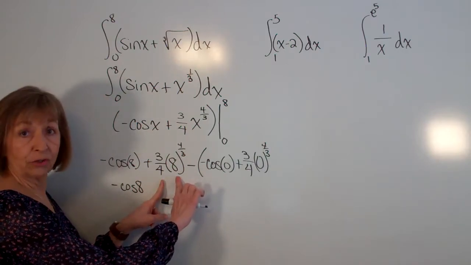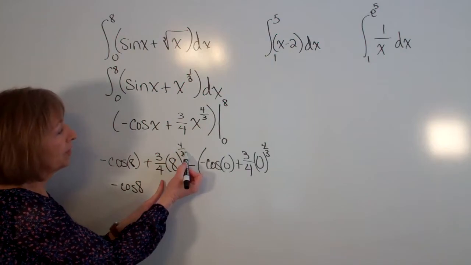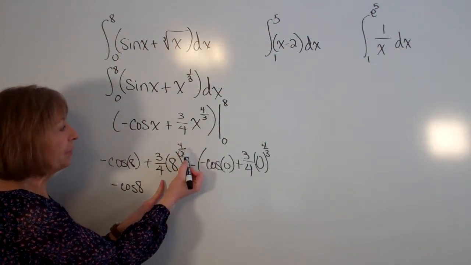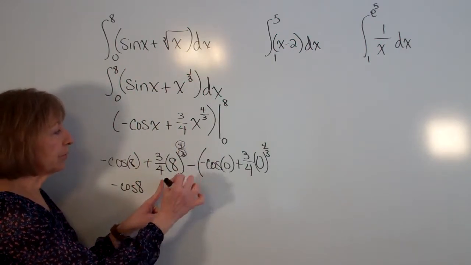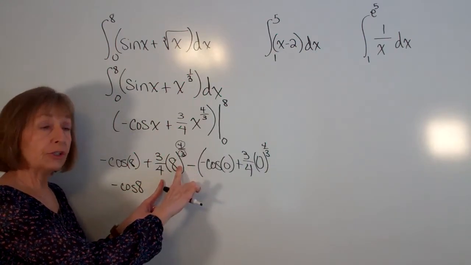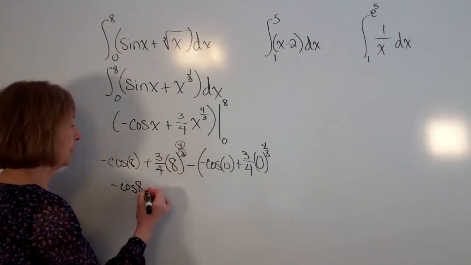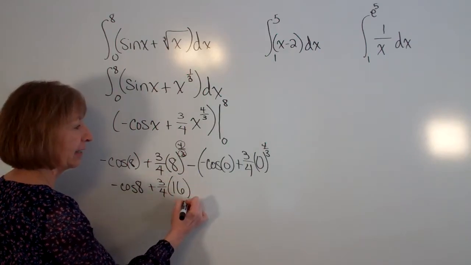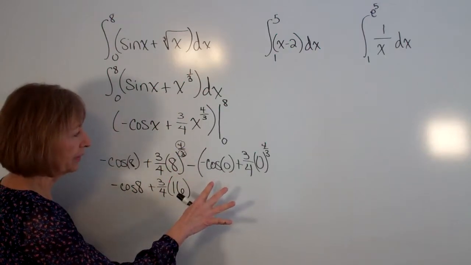Now for the next term. Remember that 8 to the 4/3 power, well, the denominator of the fractional exponent is your root, and the numerator is the power you will take that root to. So the cubed root of 8 is 2. 2 to the 4th power is 16. So this is 3/4 times 16 there. We'll come back on another pass and simplify it a little bit more as we go.